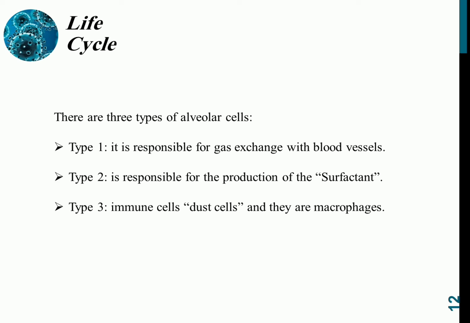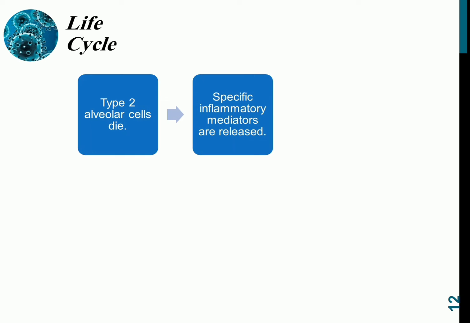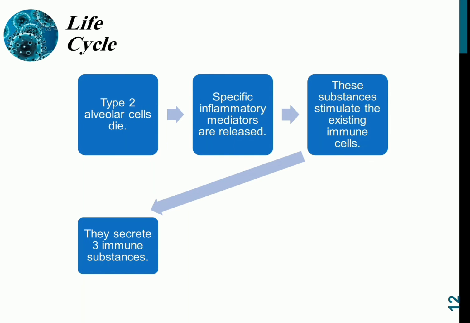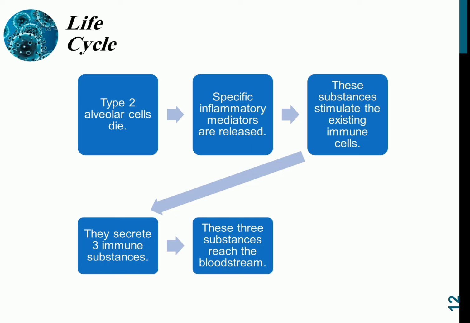Because the life cycle of COVID-19 is a lytic cycle, the type 2 alveolar cells die, and they release substances called specific inflammatory mediators. These substances stimulate the existing immune cells, macrophages, and when they are stimulated, they secrete three immune substances called cytokines, which are interleukin 1, interleukin 6, and the tumor necrosis factor. When these three substances reach the bloodstream, they cause the symptoms associated with infection with the coronavirus.